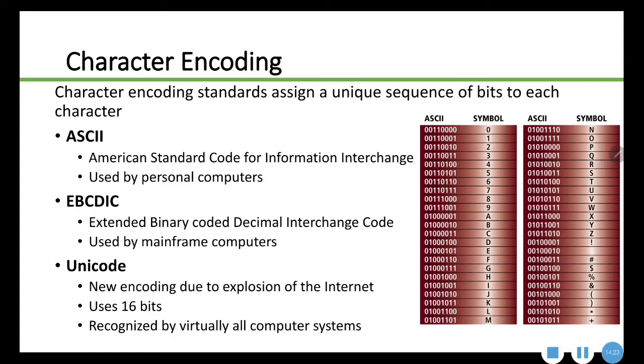To encode the data, we can use a standard encoding system. We can use ASCII, which is the most popular one. We also have EBCDIC, Extended Binary Coded Decimal Interchange Code, and this is used by mainframe computers. Also we have Unicode, the new encoding due to the explosion of the internet. It uses 16 bits. This is recognized by virtually all computer systems. But the most basic one is the American Standard Code for Information Interchange, which is used by personal computers.